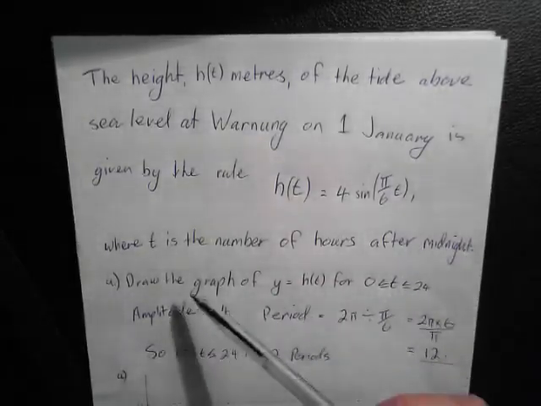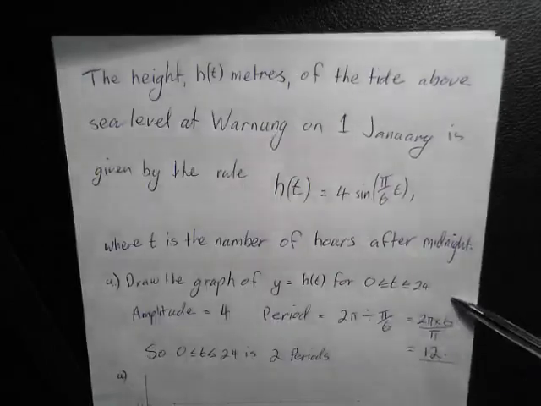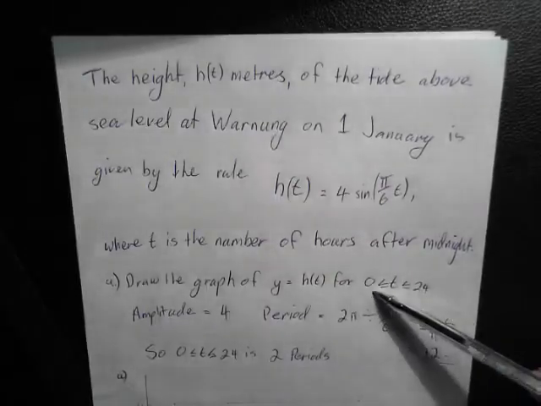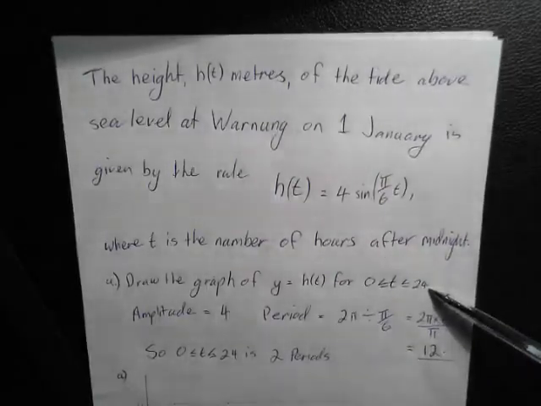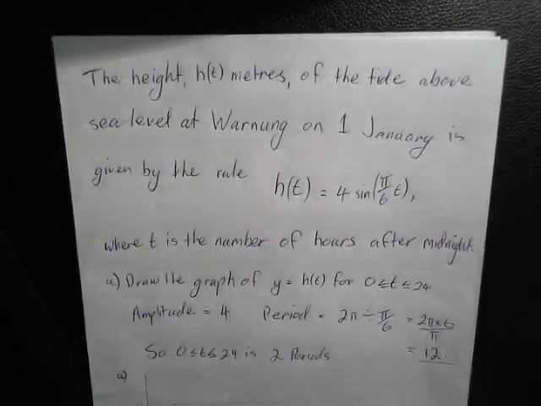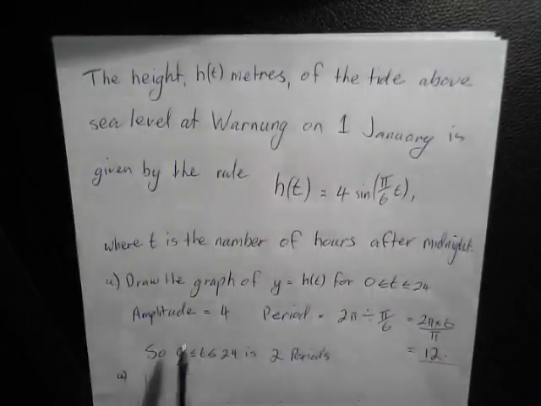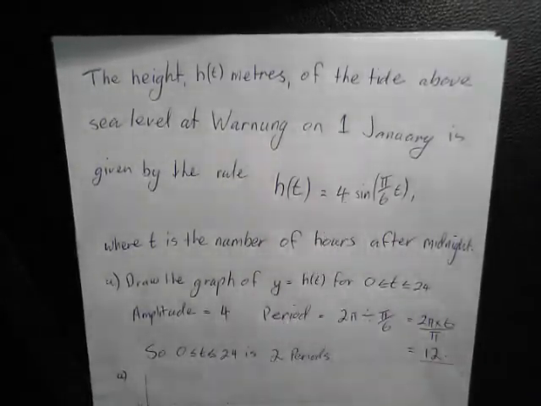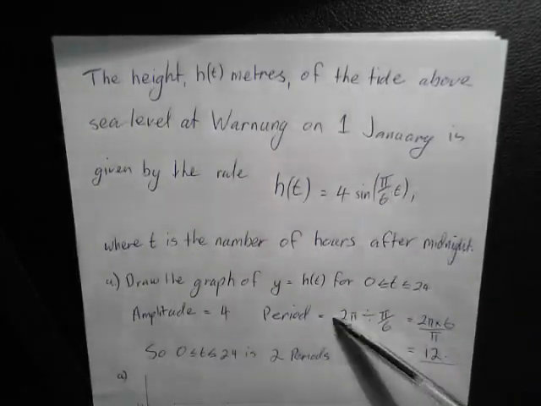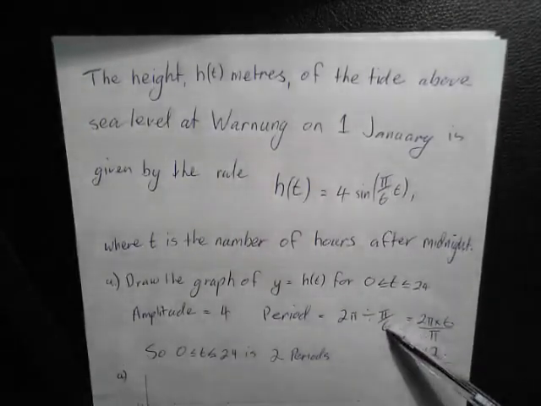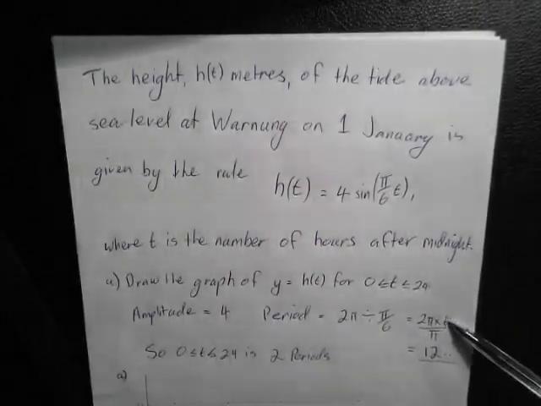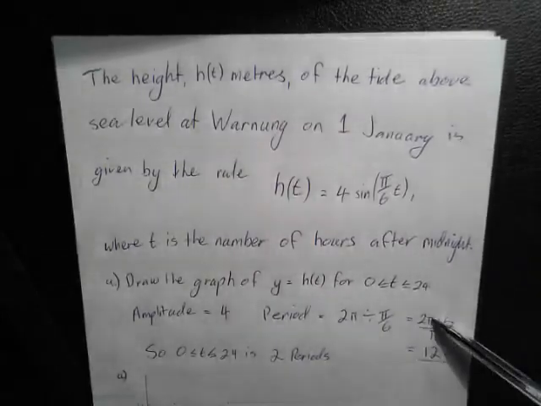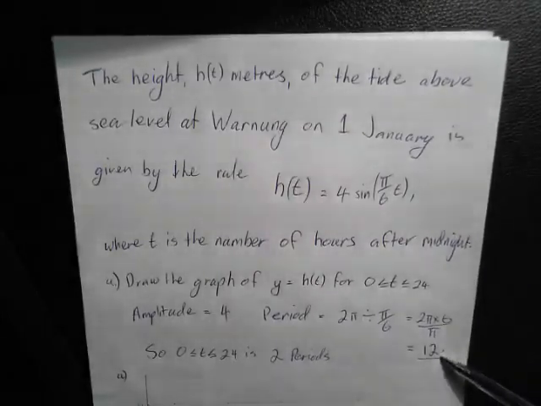And the first thing you're asked to do is to draw the graph of that function, h of t, between 0 and 24. So like any trig function, the first thing we've got to do is look at this function and say, well, what's our amplitude? Our amplitude is 4. That's easy. That's that coefficient. And this is n, so the period is 2 pi divided by pi over 6, which is 2 times 6 over pi. And what do you know? The pi's cancel out and you get 12.